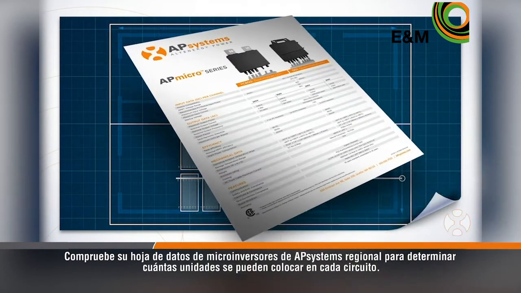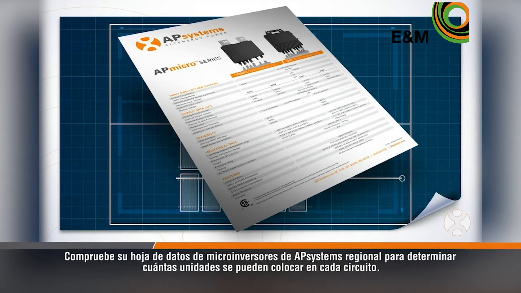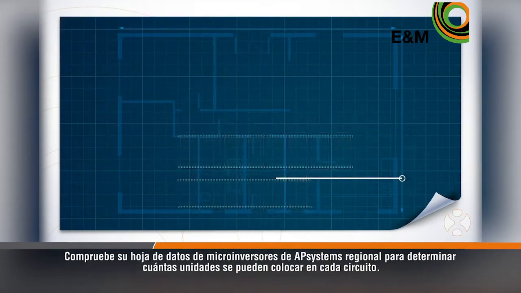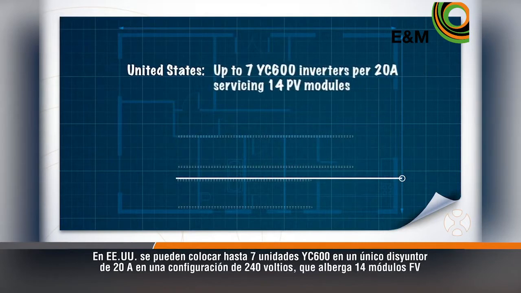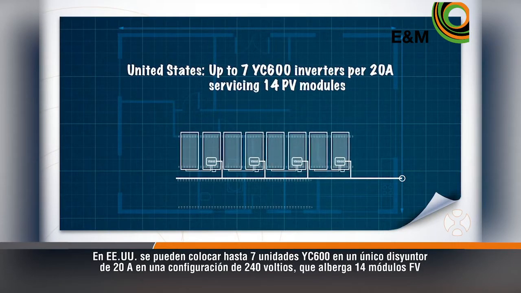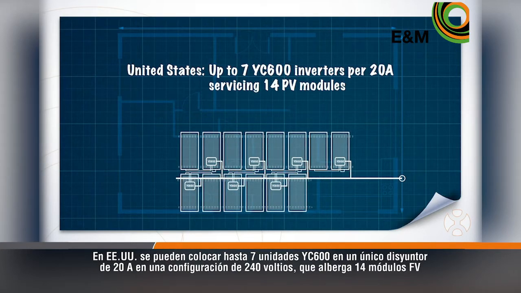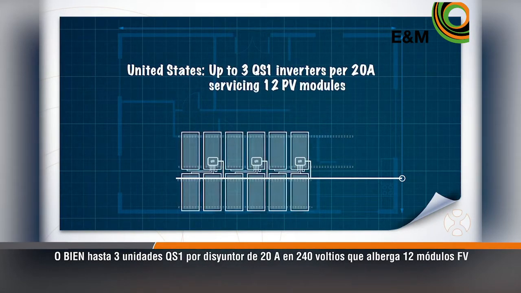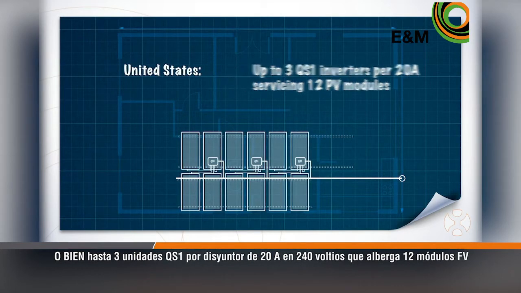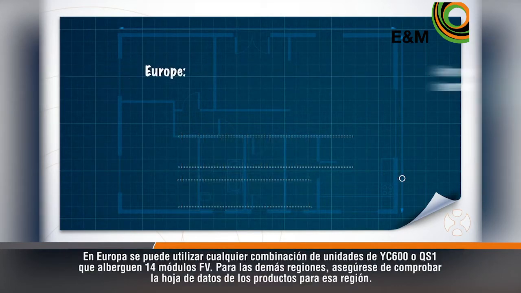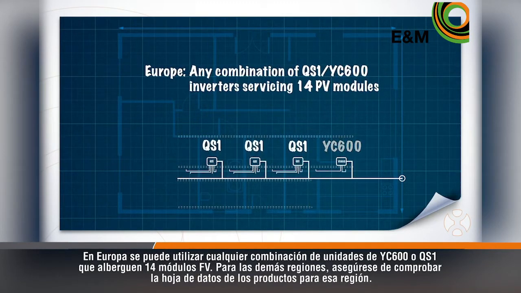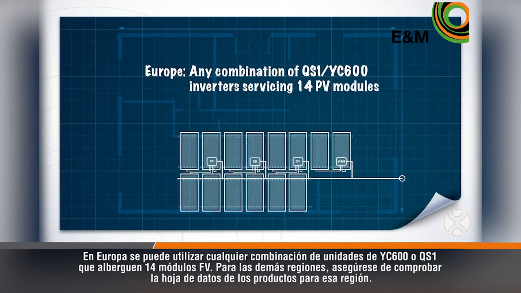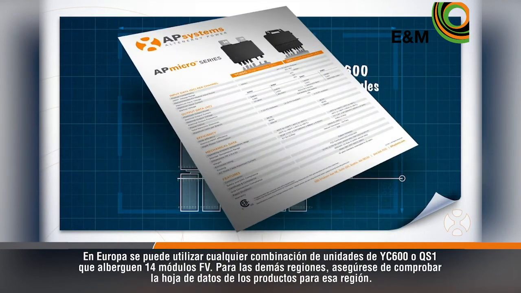Check your regional APsystems microinverter datasheet to determine how many units can be placed on each circuit. In the US, up to 7 YC600 units can be placed on a single 20 amp breaker in a 240 volt configuration, which accommodates 14 PV modules, or up to 3 QS1 units per 20 amp breaker in 240 volts, which accommodates 12 PV modules. In Europe, any combination of YC600 or QS1 units that will accommodate 14 PV modules can be used. For all other regions, be sure to check the product datasheet from that region.